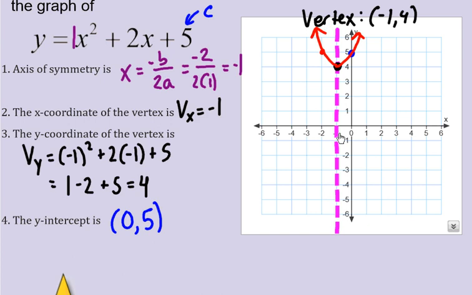Recall that this imaginary line, the axis of symmetry, isn't really part of the graph, it's just there to kind of guide us, right? So this dashed line is just there as a guide. The real graph is the red portion. So there you are.